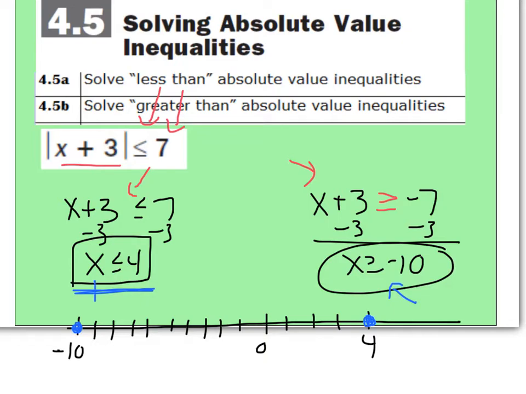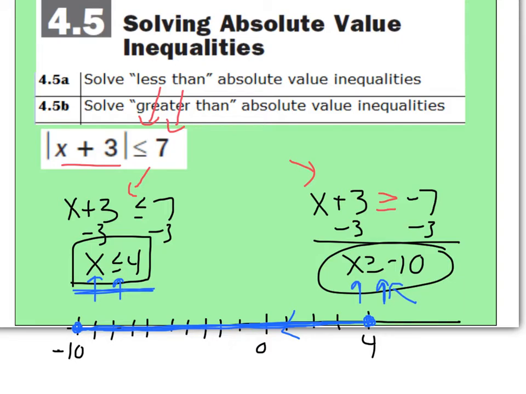If the variable comes first, you can just shade in the region or the direction of the inequality. This points left or is less than, so in theory it goes this way. X is first, so I can just go in the region of this. It shades to the right, so from the negative 10 it shades right. So all of my answers for this absolute value inequality are anything that falls on this line.